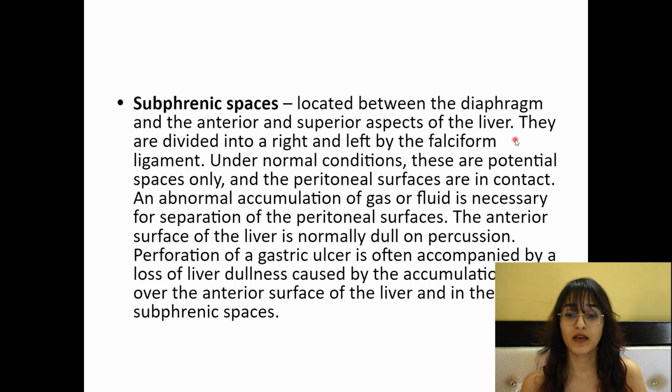It is only a potential space. Normally, the peritoneal surfaces are in contact, but if there is gas formation or fluid accumulation, it can accumulate in this space. For example, when there's perforation of a gastric ulcer, gas is lighter, so it will ascend upwards, and it can accumulate in this subphrenic space.